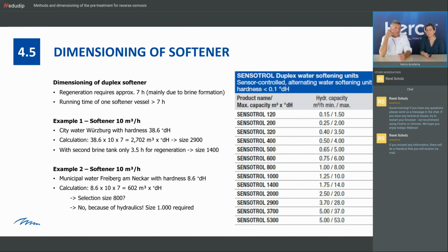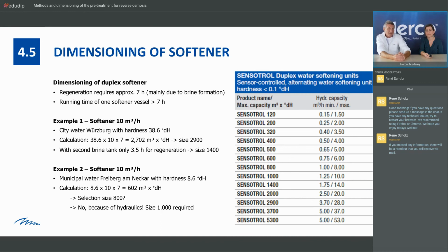The calculation would be 38.6 by 10 by 7, and we have 2,702 cubic meters by degrees German hardness. So the next bigger Sensotrol system on this table would be the size 2,900. You can make this cheap trick: a second brine tank with a brine valve inside, which feeds these 2 controllers on this Sensotrol, and then you have a size which is half the capacity, size 1,400.